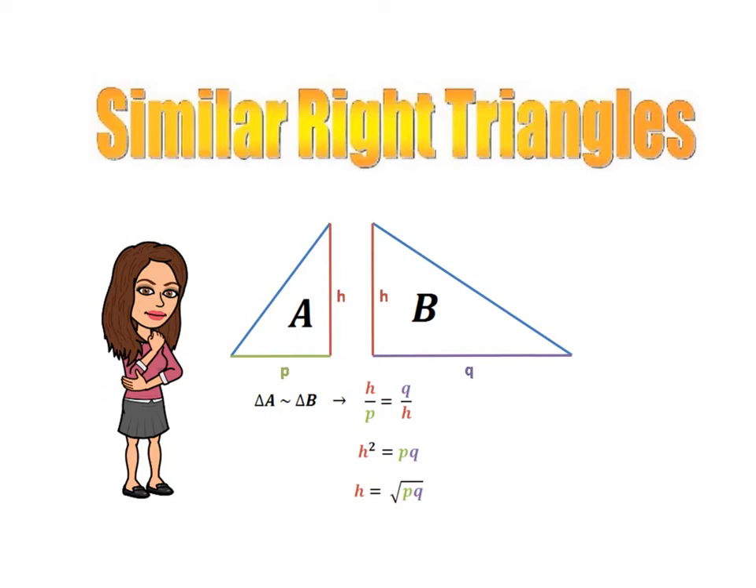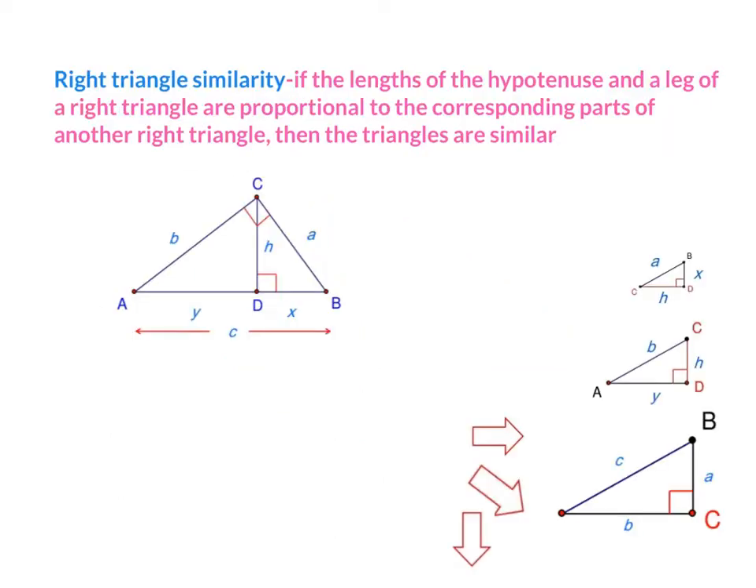In this video, you will solve problems involving similar right triangles formed by the altitude drawn to the hypotenuse of a right triangle. Right triangle similarity. If the length of the hypotenuse and a leg of a right triangle are proportional to the corresponding parts of another right triangle, then the triangles are similar.